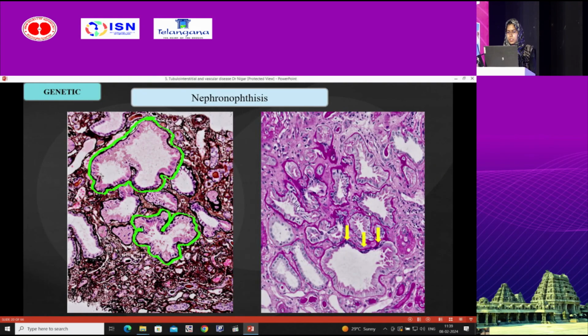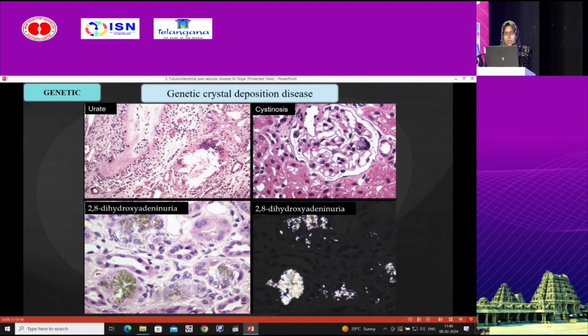This is one of our cases where we could demonstrate floret-shaped tubules, in which we can see that there is branching of tubules in more than 4 directions, and this image shows macula densa-like condensed nuclear appearance of the proximal convoluted tubule. Among the genetic crystal deposition diseases, the first is urate nephropathy. Urate crystals are dissolved during routine processing, and all we see on the biopsy is interstitial granuloma surrounding an empty space.